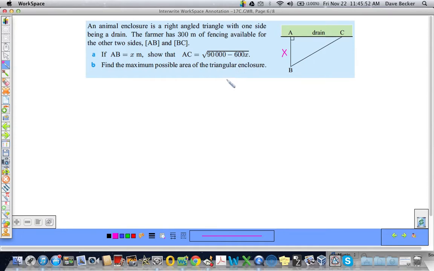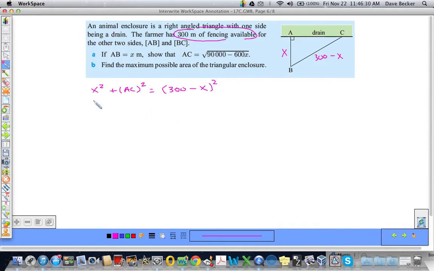Okay, this is not that bad because if AB is x, and if from A to B to C is 300 from the 300 meters of fencing available, then the total length of the fence is going to be 300. Then BC is 300 minus x. Yes? So we know that x squared plus AC squared has to equal 300 minus x squared by the Pythagorean theorem.